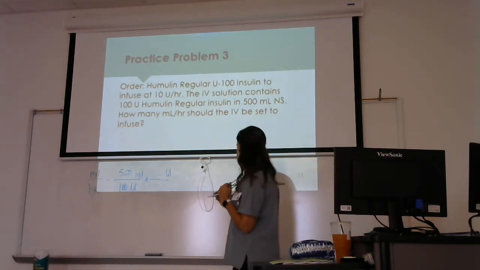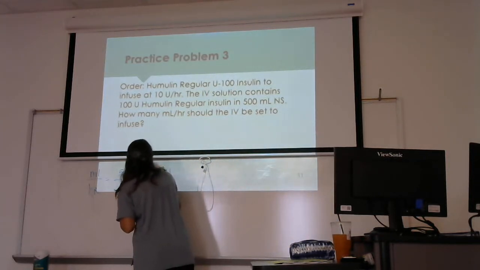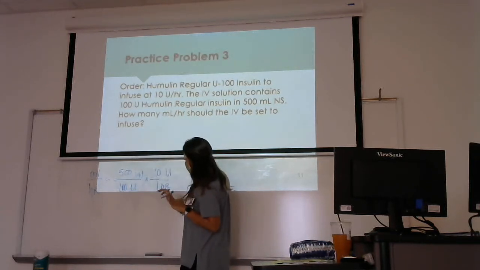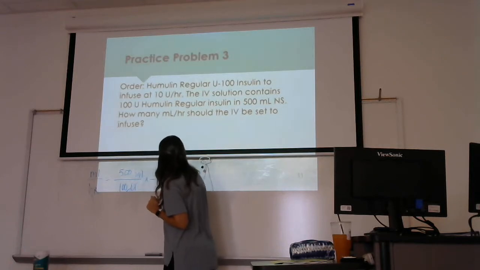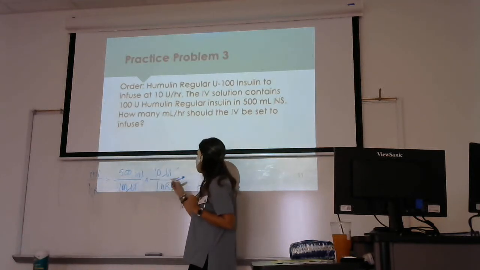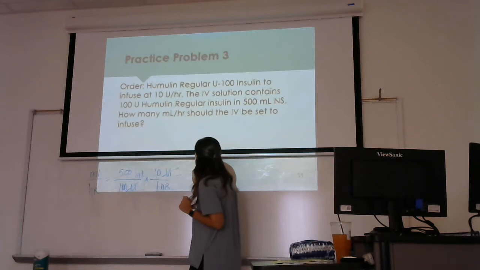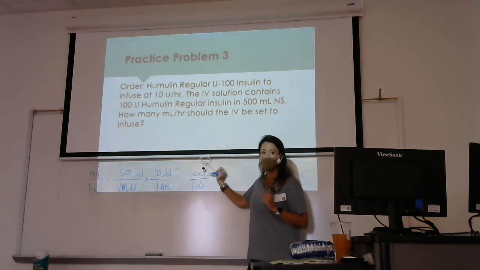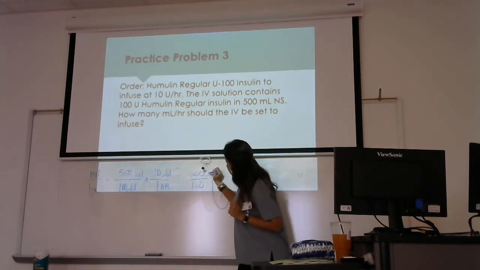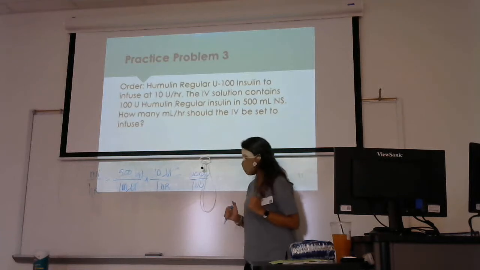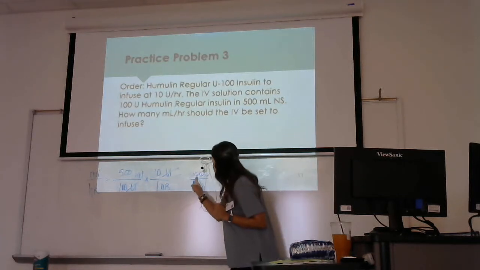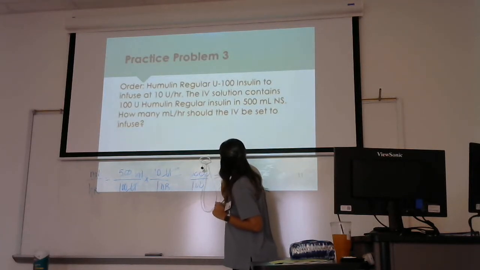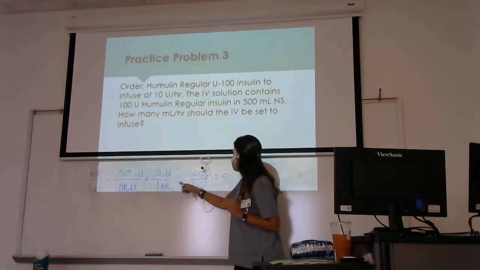The 10, yes. I'm deaf, or close to it. 10 units per hour. Then we stop, evaluate it, cancel out our units, milliliters per hour, boom. 5,000 divided by 100. You know when you have a 0 above a 0, all you have to do is connect the dots and they cancel. Then it's 50 divided by 1, 50 milliliters per hour.